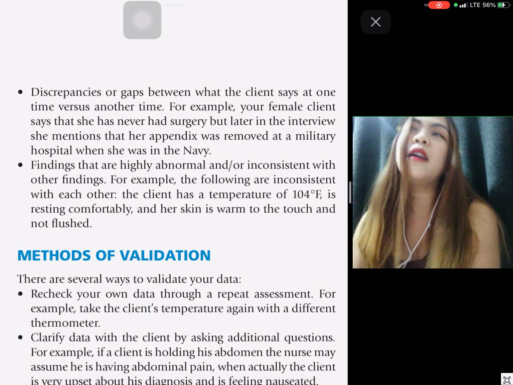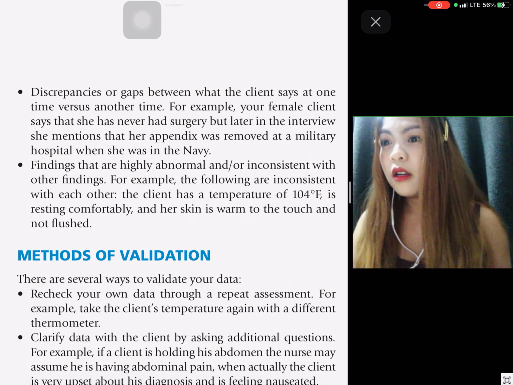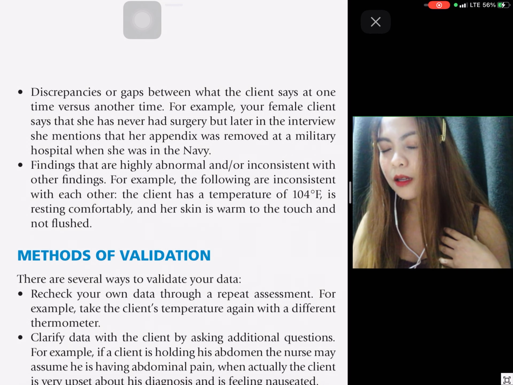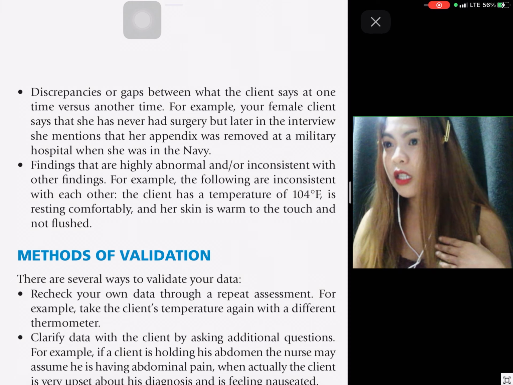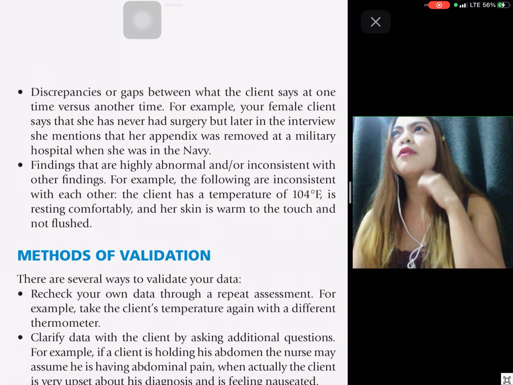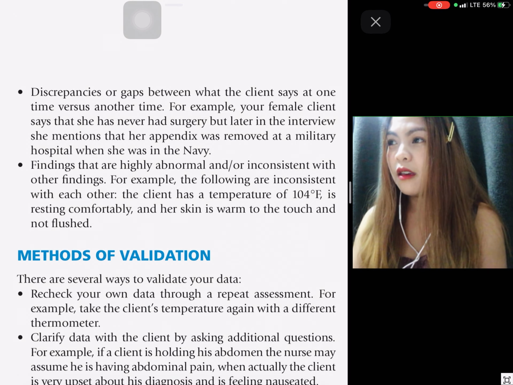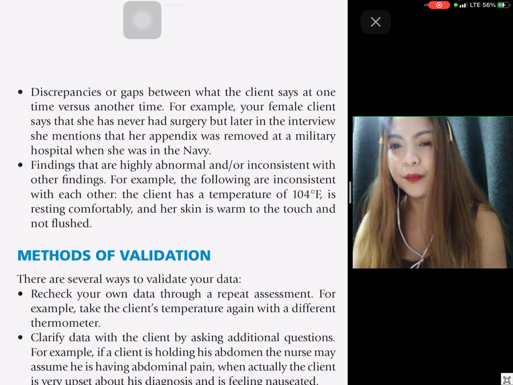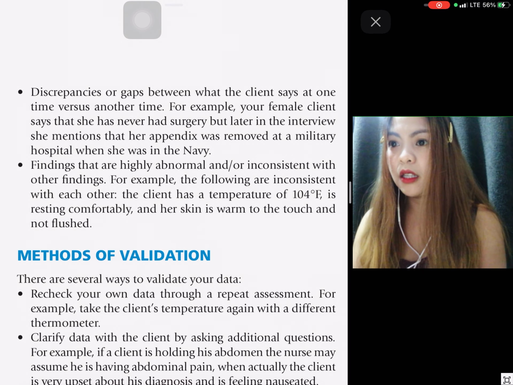Yung isang client ko, meron siyang autocardioversion sa heart. Yung parang automatic siya na, basta kapag kunyari may abnormality sa heart, automatic siyang ino-normalize, parang ganon. So, hindi siya pwedeng mag-MRI kasi hindi siya compatible sa test na yon. Hindi pwede. Okay, so ito naman, another one na dapat i-validate yung data.